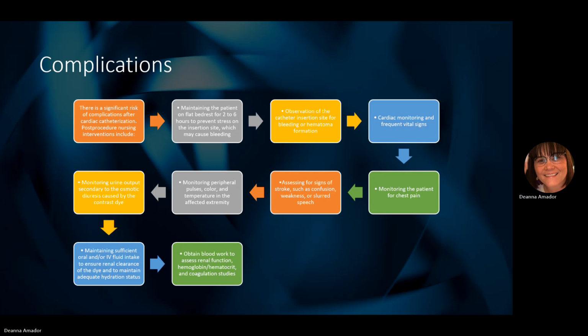It goes on to talk about watching for signs of stroke. We already kind of mentioned that. Monitoring our peripheral pulses, color, CMS in the periphery. So if they go in the right groin, then I want to make sure my right foot has good pulses and good blood flow to my right foot.